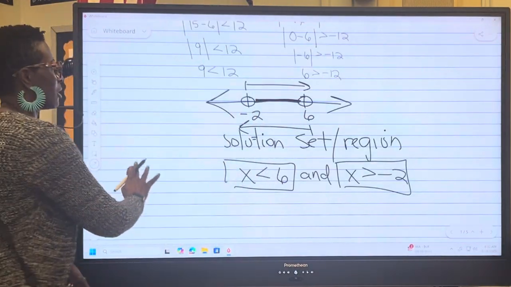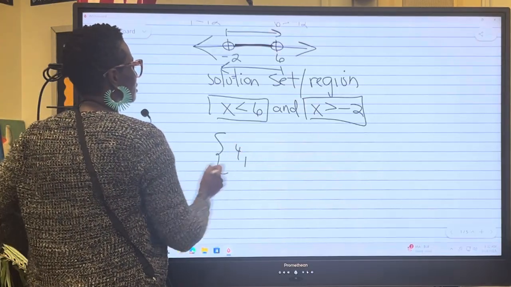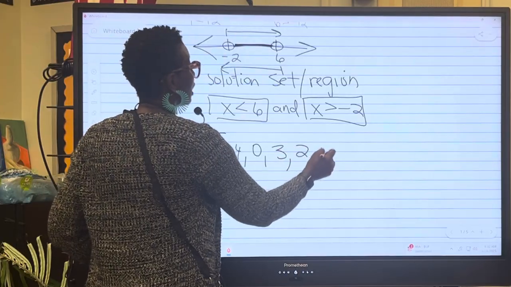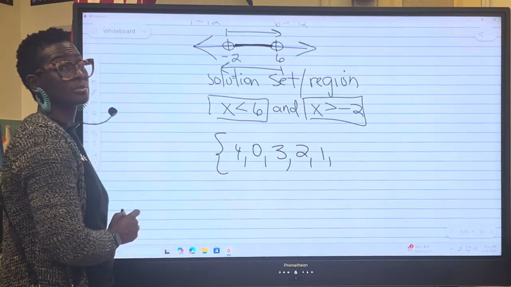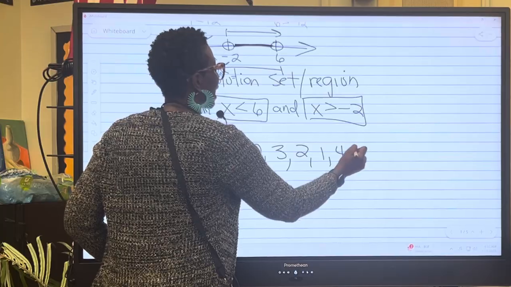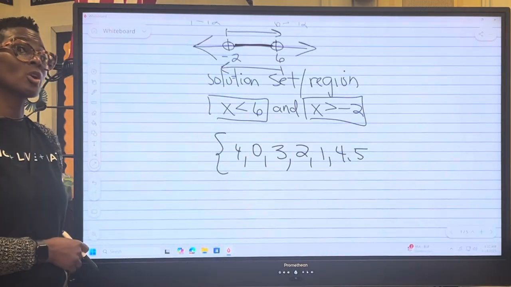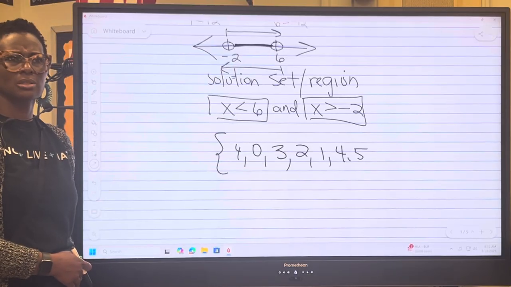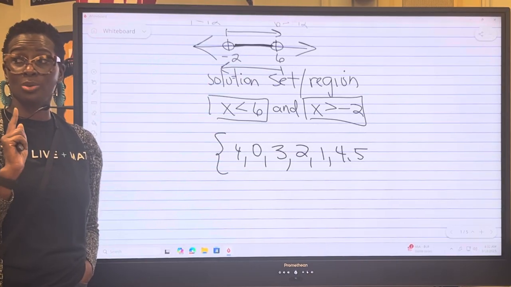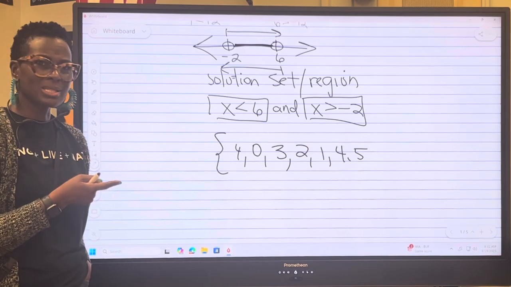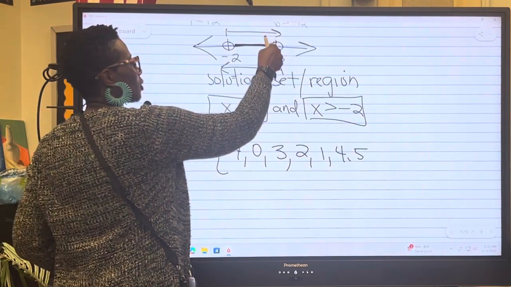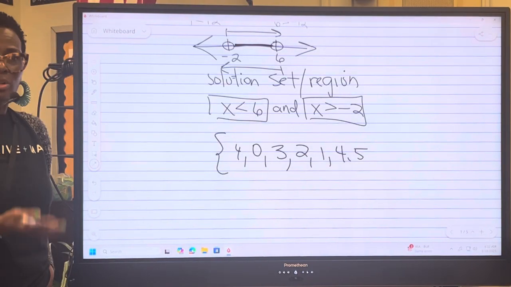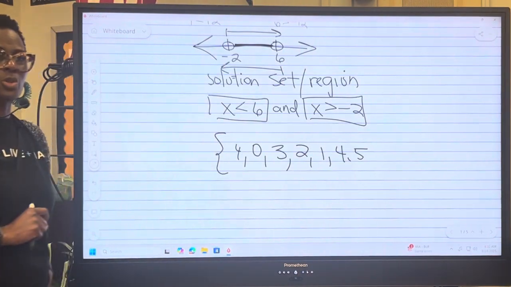Pop them out. Give me numbers. 4. What else? 0. 3. What else? 2. 1. What about 4.5? What about 6.9? No. What about 6.01? Still no, because it's to the right, right? What about 6? Oh, I hear yeses and nos. Why not 6? Because it's not or equal to. It's an open circle. Y'all see that? What about negative 2? No, because it's a what? Open circle, so it's not included.